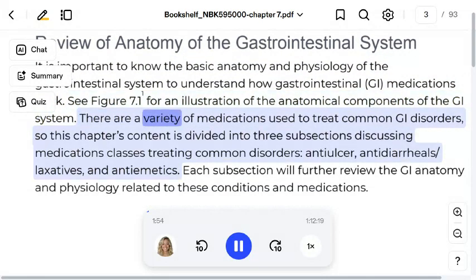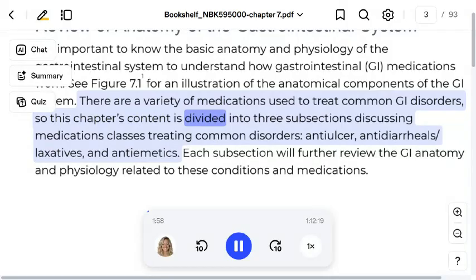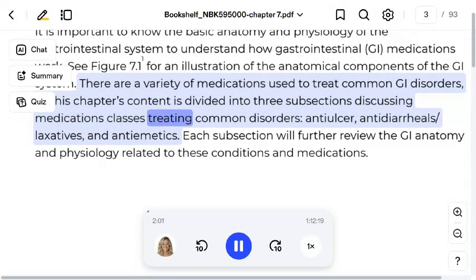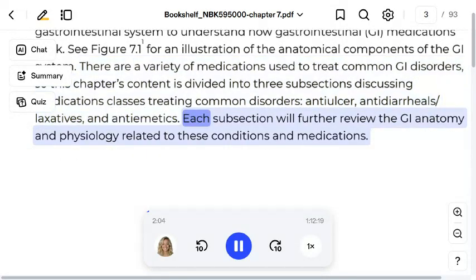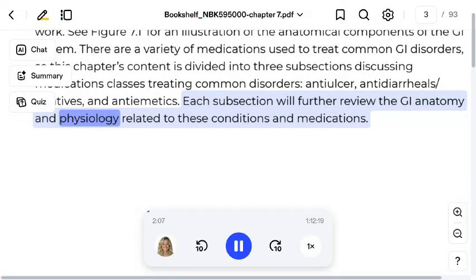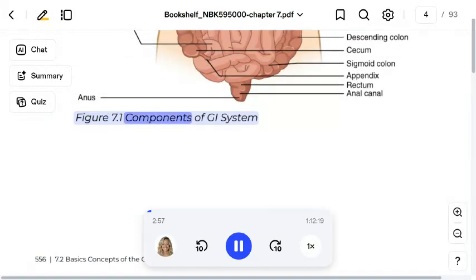There are a variety of medications used to treat common GI disorders, so this chapter's content is divided into 3 subsections discussing medication classes treating common disorders: anti-ulcer, antidiarrheals, laxatives, and antiemetics. Each subsection will further review the GI anatomy and physiology related to these conditions and medications. Figure 7.1 Components of GI System.